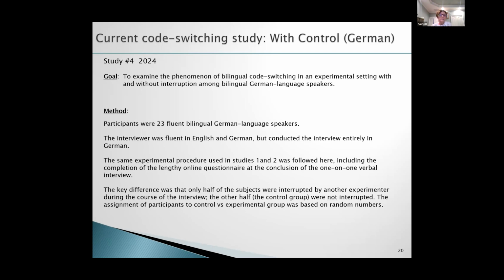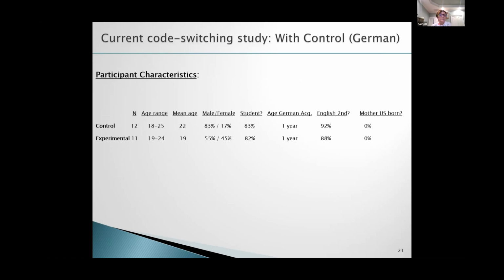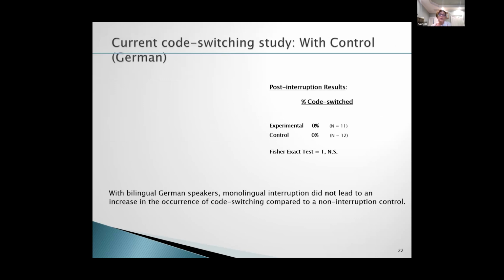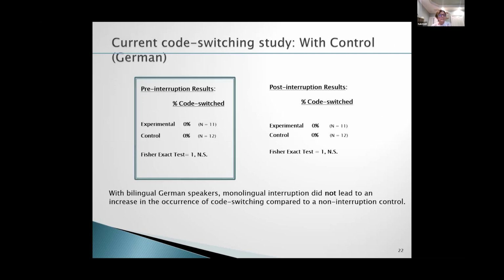What we found was that the participants were very similar, again, college age participants. As you see, they all acquired German as their first language, mostly students, and none of the mothers were born in the US, so they are all German speakers born in Germany. What we found was the participants still did not code switch, neither for experimental nor for control group.